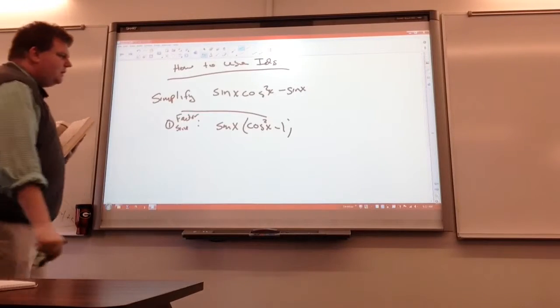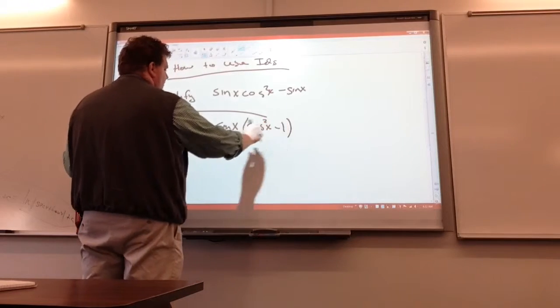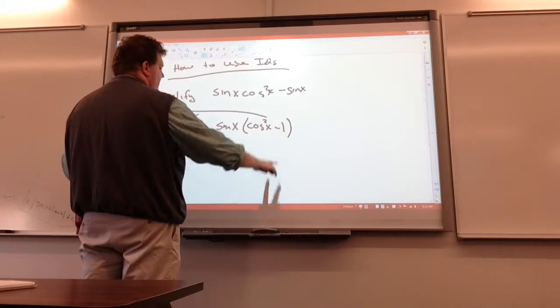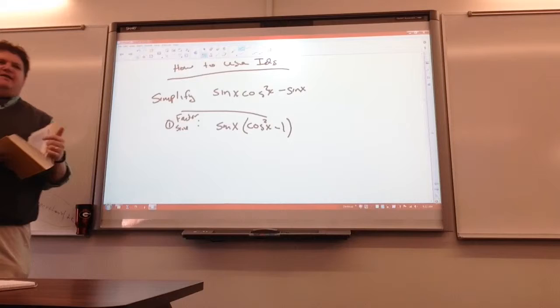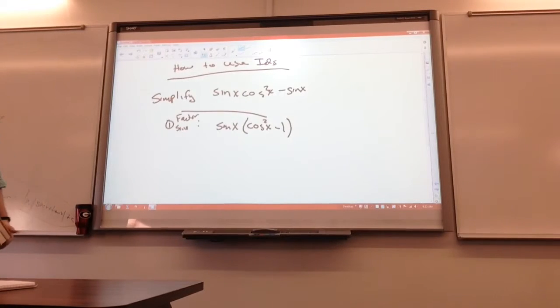Now we've got our sine out here in front and a cosine squared x minus 1. When I see something like cosine squared of x minus 1, what immediately should I think of? A Pythagorean identity, right? We have a cosine squared. The only time we saw that was with the Pythagorean identity.